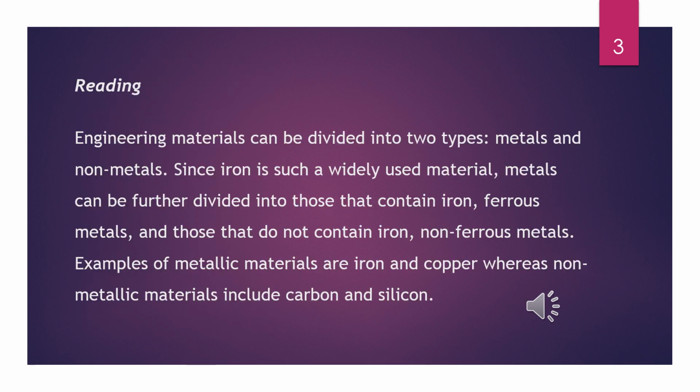Engineering materials can be divided into two types, metals and nonmetals. Since iron is such a widely used material, metals can be further divided into those that contain iron, ferrous metals, and those that do not contain iron, non-ferrous metals. Examples of metallic materials are iron and copper, whereas nonmetallic materials include carbon and silicon.